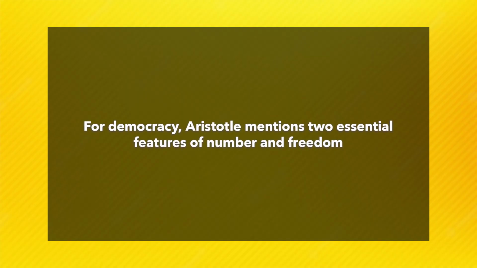For democracy, Aristotle mentions two essential features: number and freedom. Aristotle begins by discussing the number component that separates democracy from oligarchy. He argues that, contrary to popular belief, democracy should not be primarily defined in terms of numerical majorities. In a democratic administration, it is not the simple majority of voters that is important, but free citizens, even if they are in the minority. The authority is determined by the law of the free, no matter how many there are.